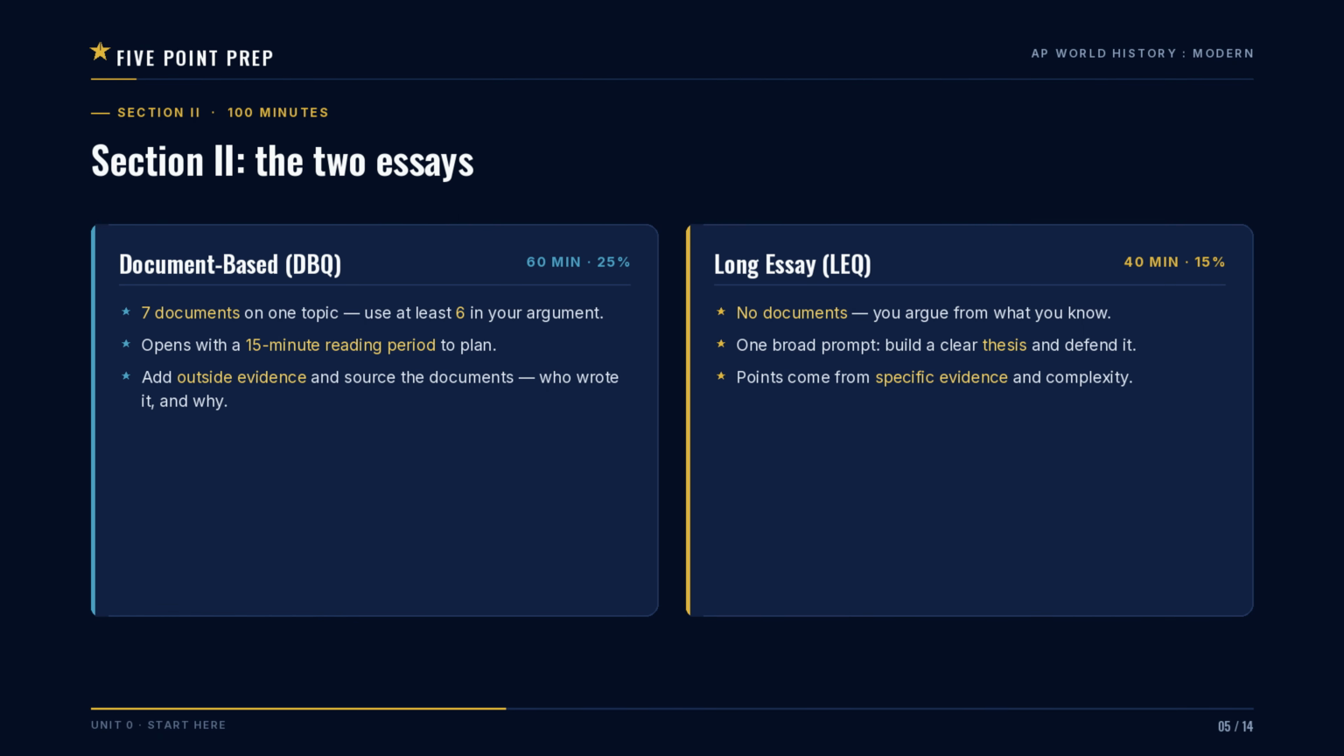Section 2 is 100 minutes, and it is all writing, 2 essays. First, the DBQ, the document-based question. You get 7 documents about a single historical topic, and you must use at least 6 of them to support an argument. It opens with a 15-minute reading period. Use it to plan. Top scorers do 2 extra things. They bring in outside evidence the documents never mention, and they source the documents, asking who wrote this and why.